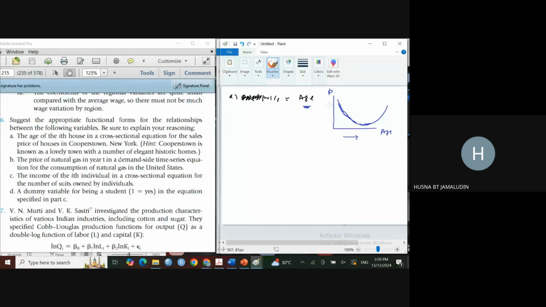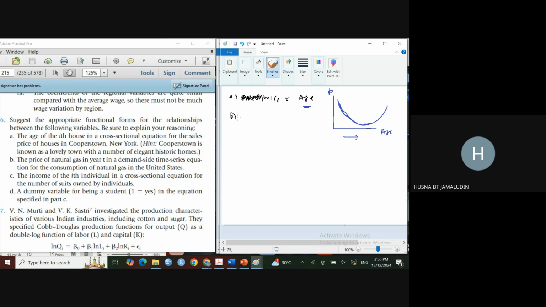Okay, so basically the functional form is not linear, not log. This is quadratic. So when you have something like this, it is quadratic.